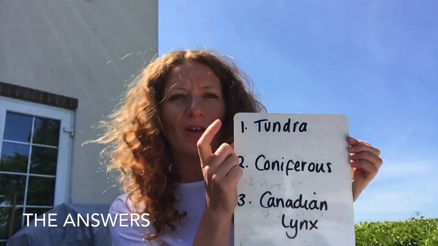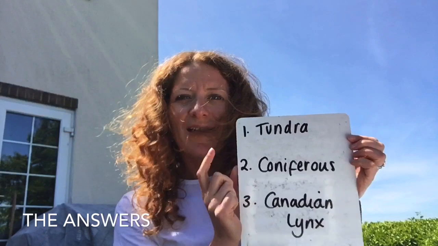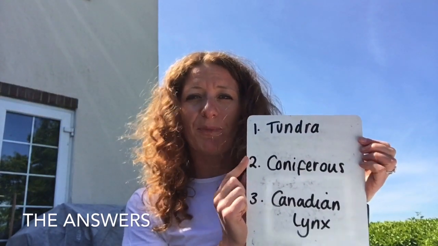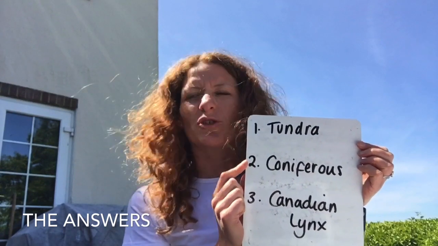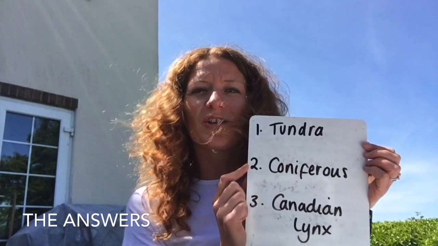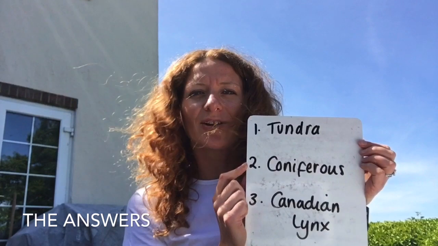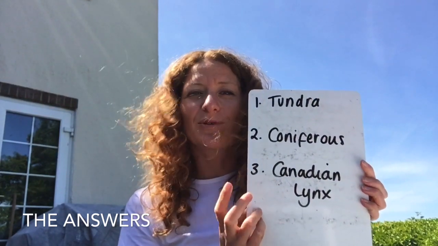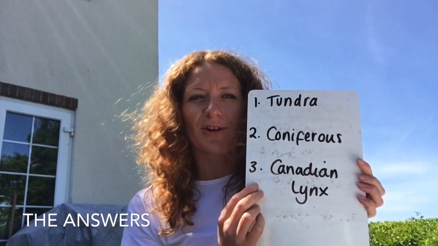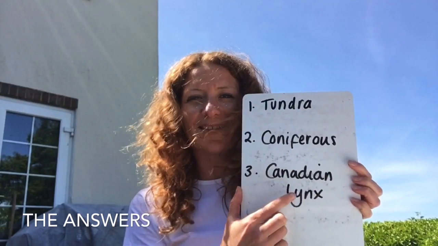Well done. Okay, right, let's go through the answers. So, question 1 was, what is the name of the ecosystem that we studied in Canada? That is, of course, the tundra. Then question 2 was, what type of trees grow in Canada? They are coniferous. So say it again, coniferous. It's a tricky one. Then it was, what animal consumes the snowshoe hare? So that's the Canadian lynx.